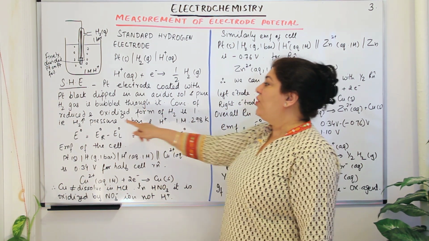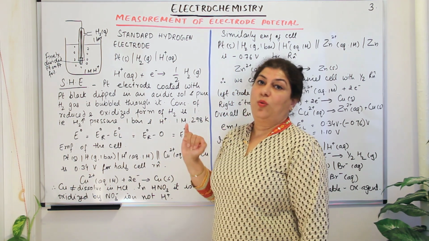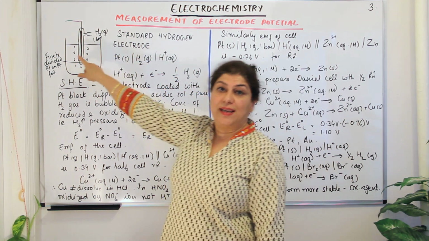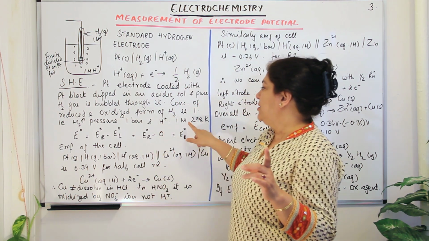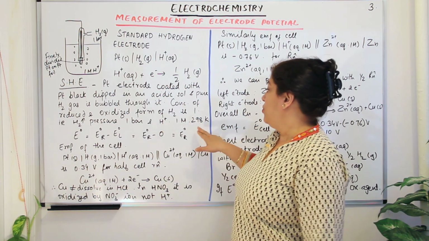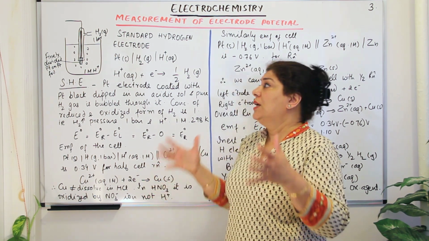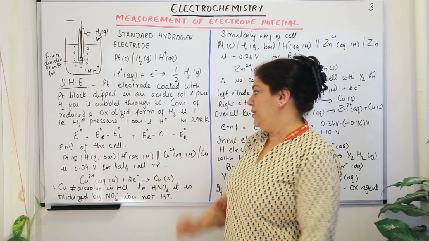The concentration of the reduced and the oxidized forms of hydrogen is 1. Why? Because we are talking of the standard conditions. And since hydrogen is a gas, the pressure of this gas should be 1 bar and the temperature of this reaction should be 298 Kelvin. Under these conditions, the potential assigned to the standard hydrogen electrode was 0.